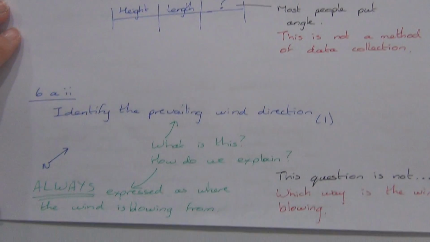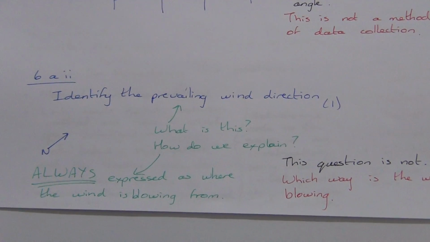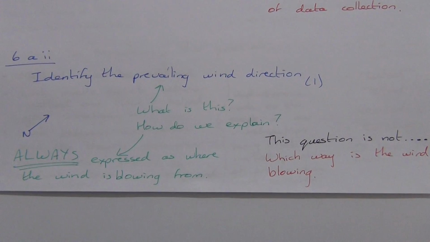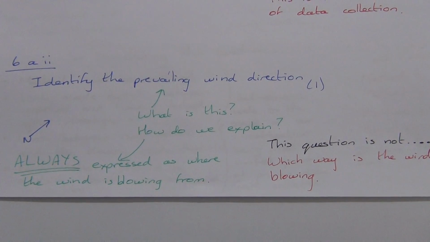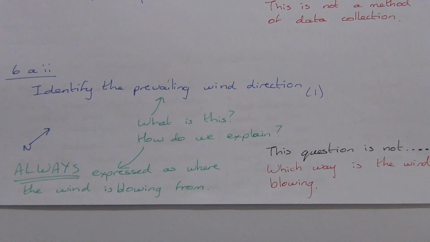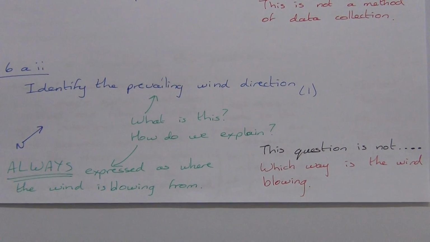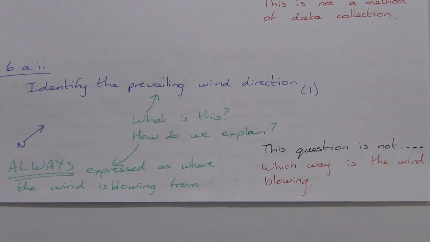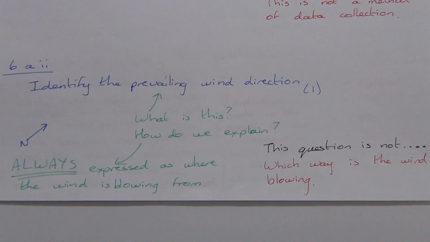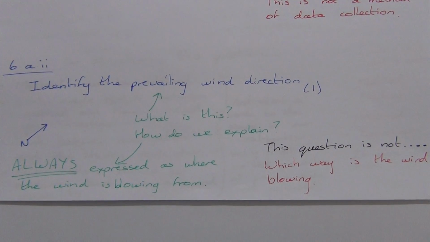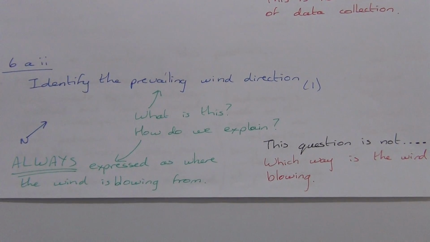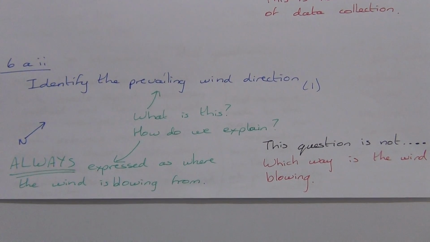The next question that was quite disappointing was again only worth 1 mark. This one here asks you to identify the prevailing wind direction. Now, first of all, we have to identify the key term here, and that is prevailing wind. The question is not asking you which way is the wind blowing. When we're saying which way the wind is blowing, we are indeed giving the direction that the wind is going towards. But the prevailing wind is always expressed as the direction the wind is blowing from. Therefore, the answer to this question was south.